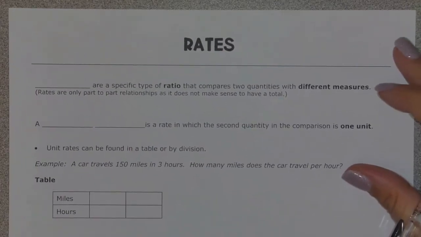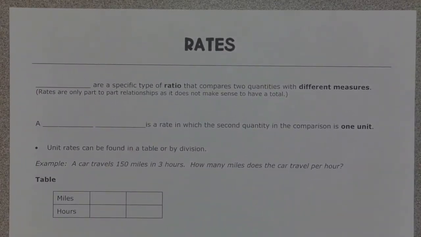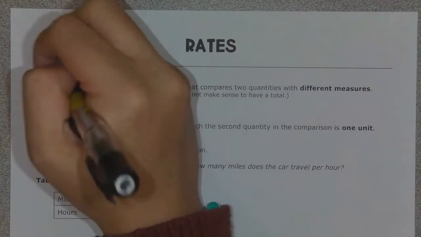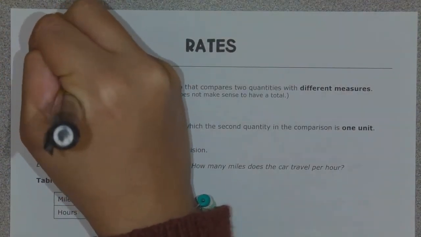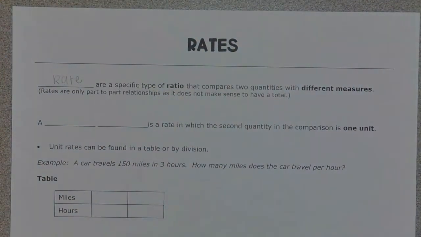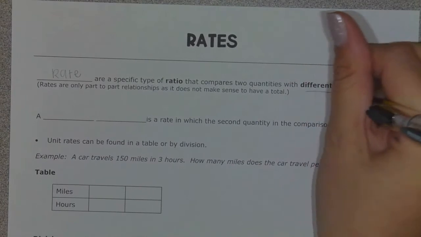Okay, so we've been talking about ratios, and we always said that a ratio is just a multiplicative comparison of two different quantities. And today we're going to talk about a specific type of ratio called a rate. Now, a rate is a ratio, but it compares two quantities with different measures.